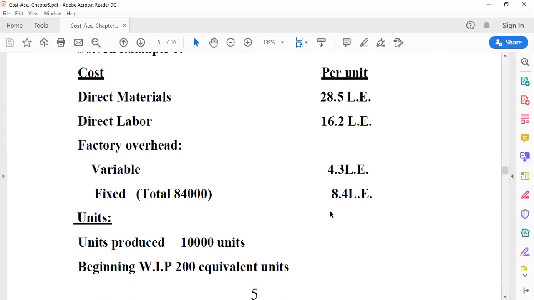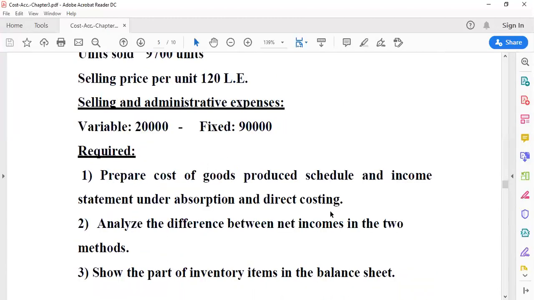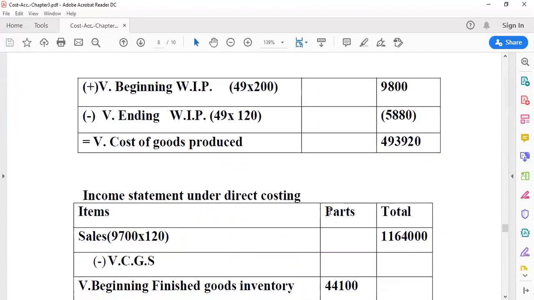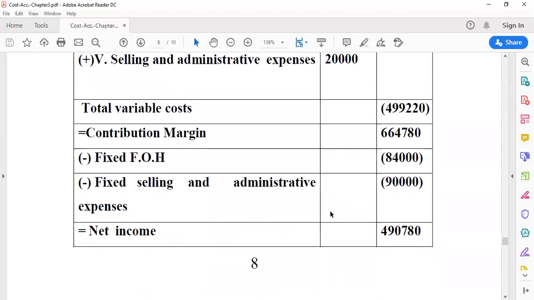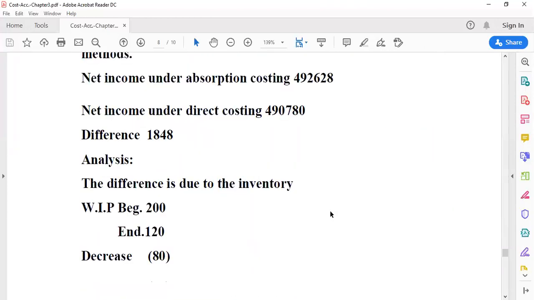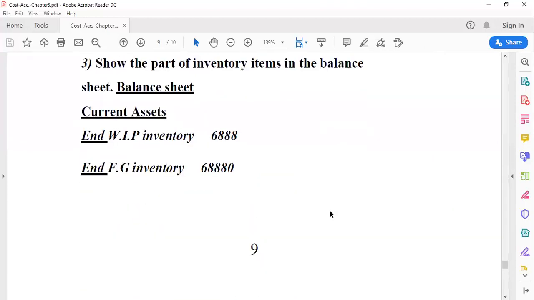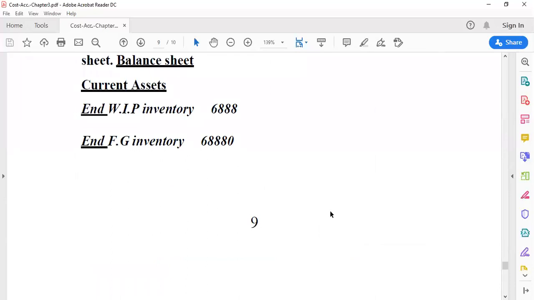Okay, if you calculate all of them and multiply it by the equivalent units of any work in process and any finished goods inventory, you will get your current assets, your amounts that will appear in your balance sheet regarding these amounts. Okay, dears? So simply, we have finished the 3 requirements.